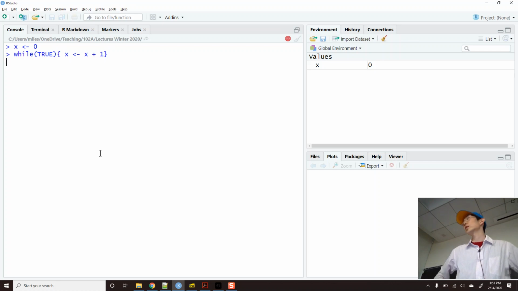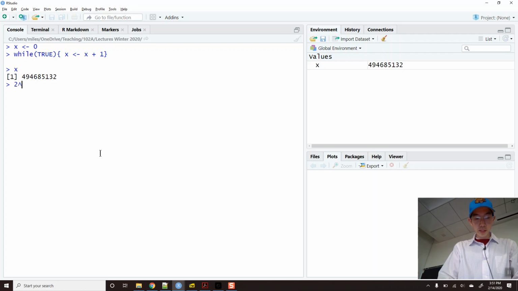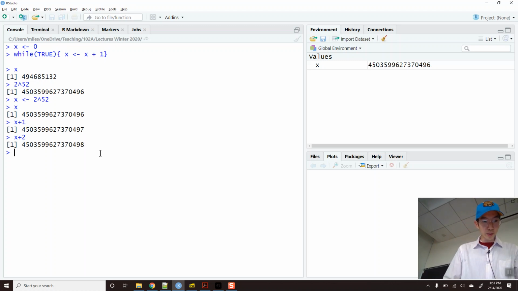The machine max. Do you think it'll be the machine max? It will not be the machine max. So what happens is, if I say x is this, I can do x plus 1, and I can count, x plus 2, and so on and so forth.